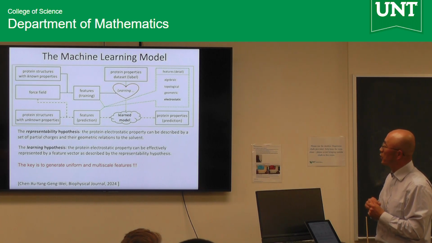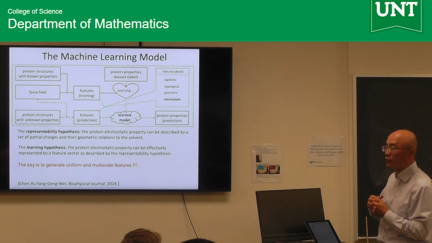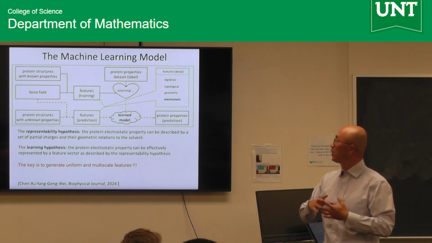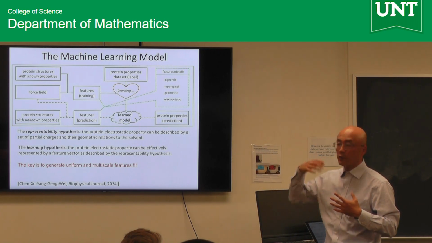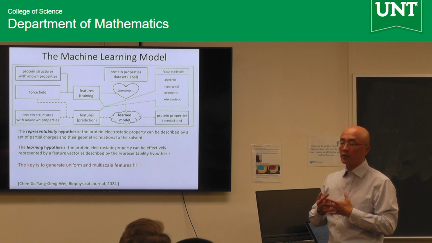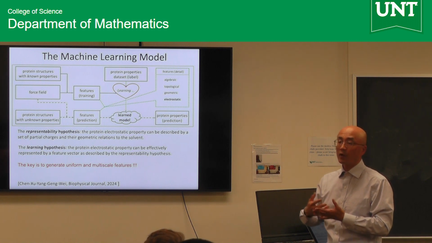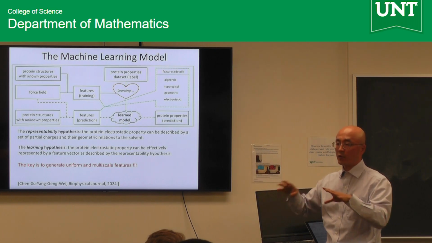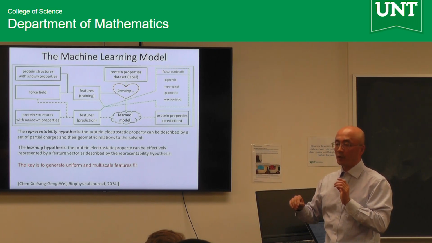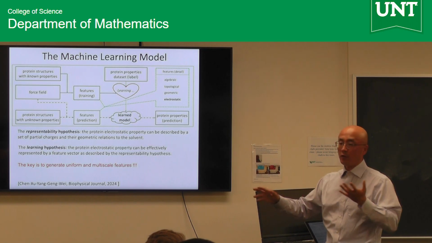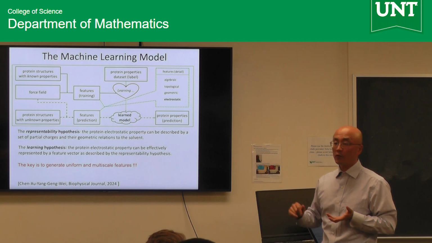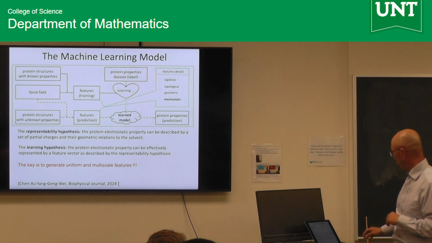Okay? So the key is to generate uniform and multi-scale features. So uniform means what? No matter whether you have a big protein or a small protein, you have the same number of features. Multi-scale depends on your computing power. You can have a very fine picture of the protein, with a lot of features. But if you only have a laptop to do the calculation, you can only use a very small number of features. So this is called uniform and multi-scale. This is what I'm trying to get.